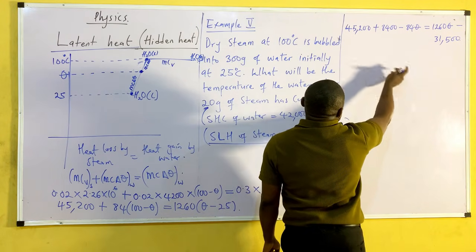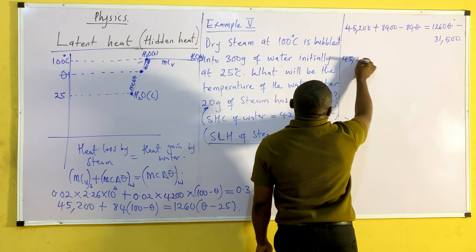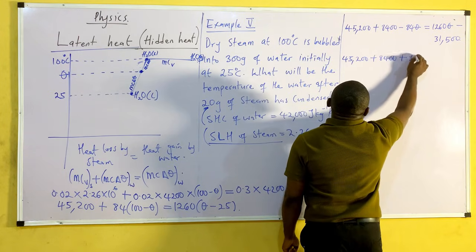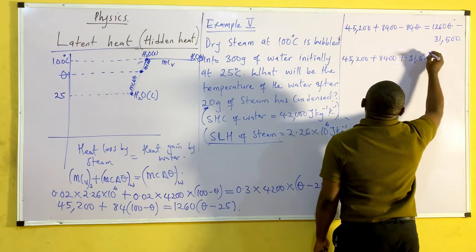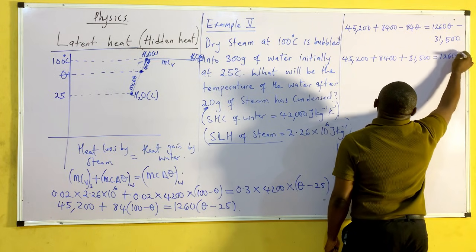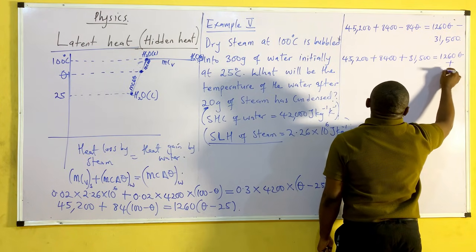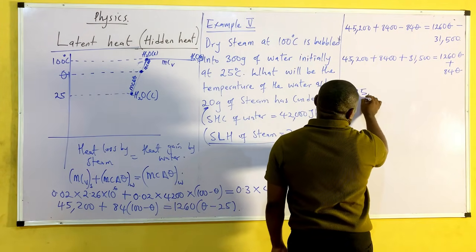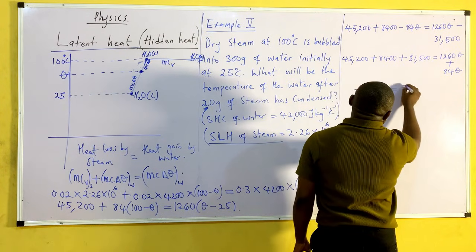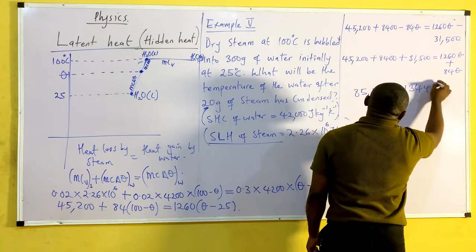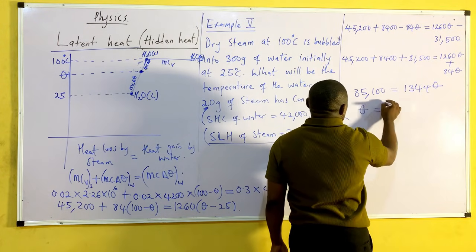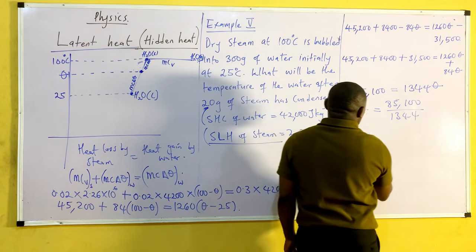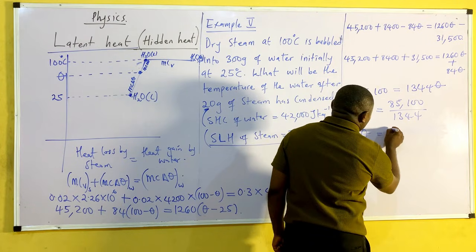So what do we have here now? Collecting like terms, we now have 45,200 plus 8400 plus 31,500 is equal to 1260 theta plus 84 theta. So this becomes 85,100 is equal to 1344 theta. What becomes theta is now 85,100 over 1344.